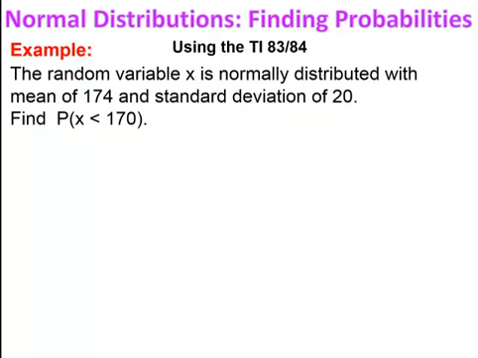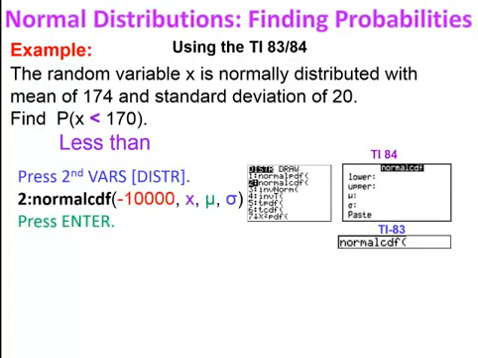So the random variable x is normally distributed with a mean of 174 and a standard deviation of 20. It wants us to find the probability of our random variable being less than 170. So how we could do this is it's less than, which means it's getting shaded to the left. So when I do this, it is going from negative infinity to this 170, and that's important information. So I can enter this all into my calculator to find the probability, or the area under the curve.